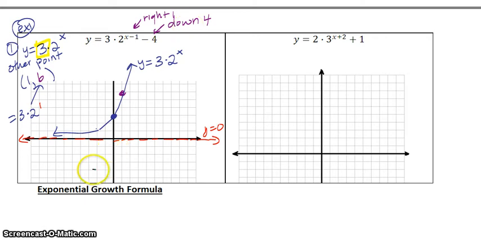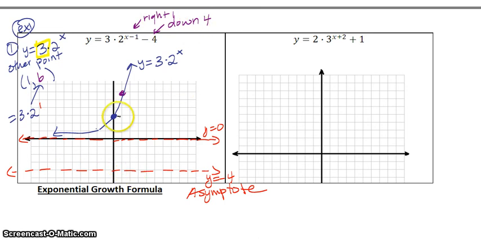1, 2, 3, 4. And I do want you to draw in your asymptote to get full credit for your graphs. So make sure you draw in your asymptotes. So that's my new asymptote, y equals -4. And now what I'm going to do is shift my points also, right 1, down 4, but that's going to be my guide for drawing in the shape of the graph.